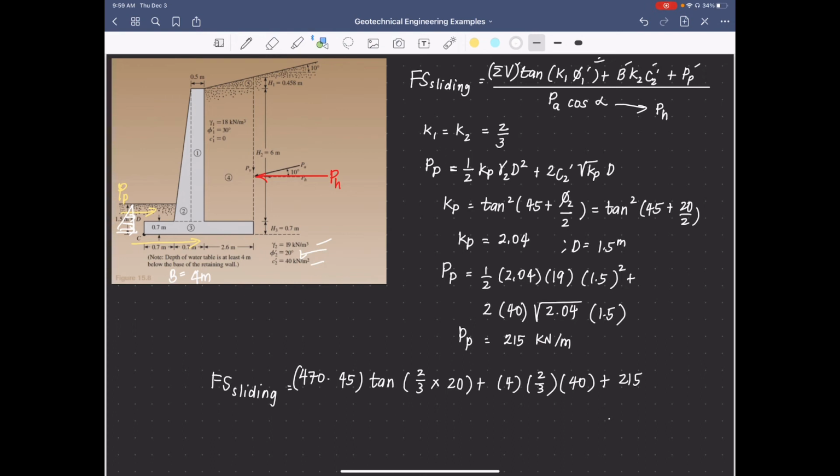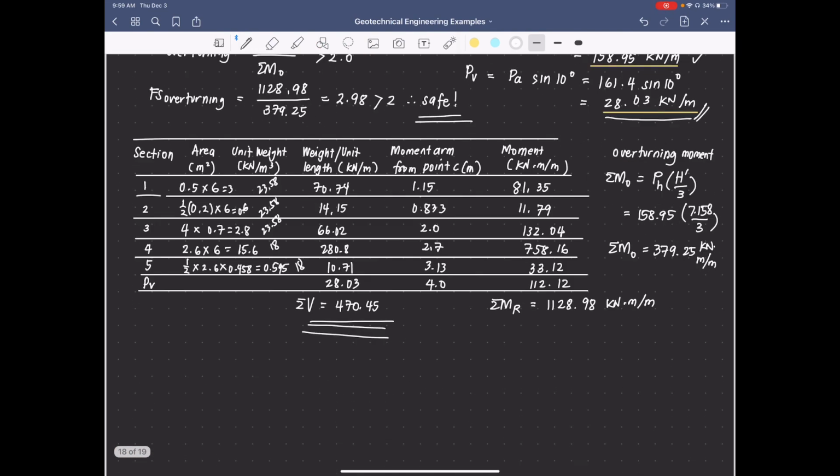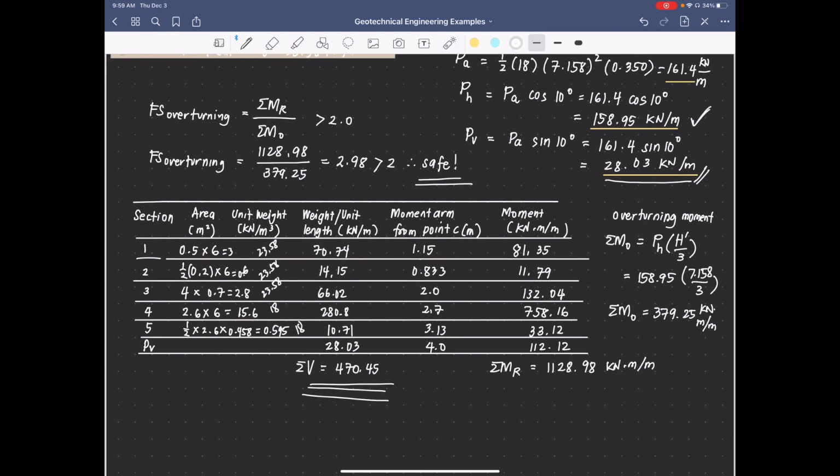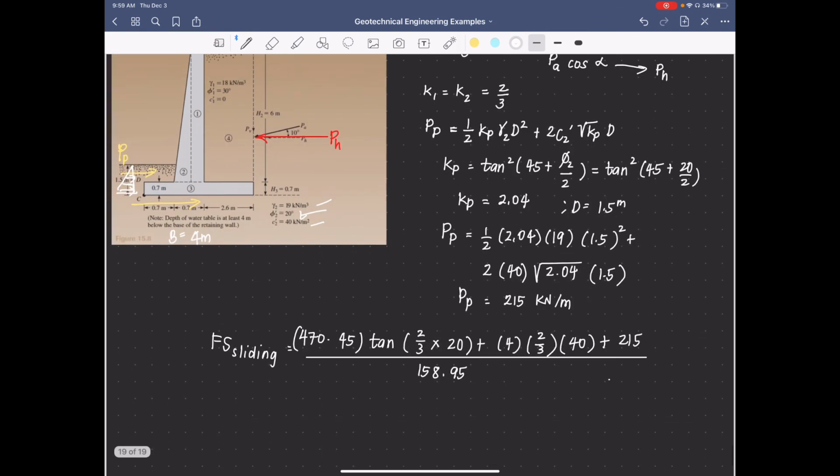We have to divide all of this by our value, P sub H, and that is 158.95. Okay. So the factor of safety against sliding is calculated as 2.73. And we have a limiting value of 1.5 for it to be safe. And it is greater than 1.5, therefore it is safe.